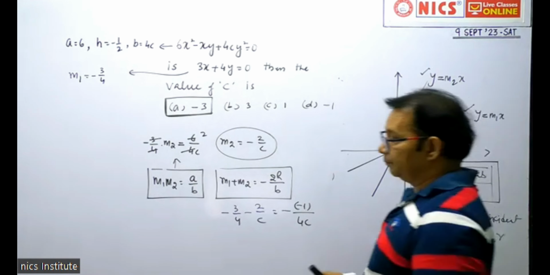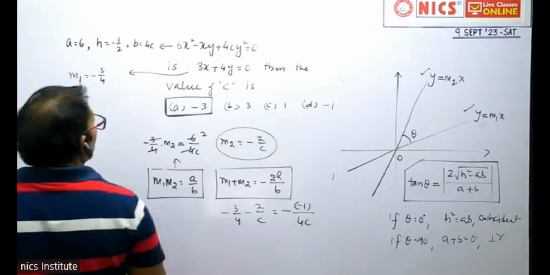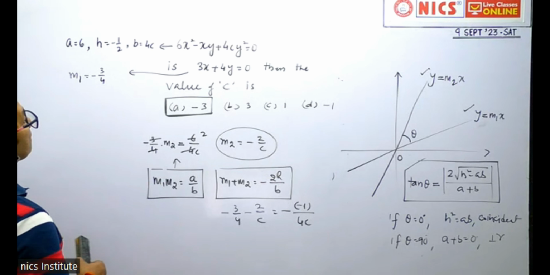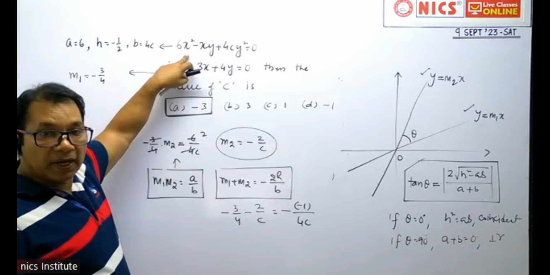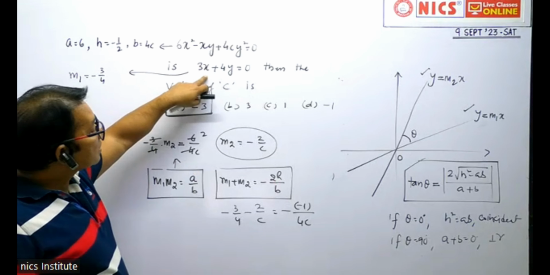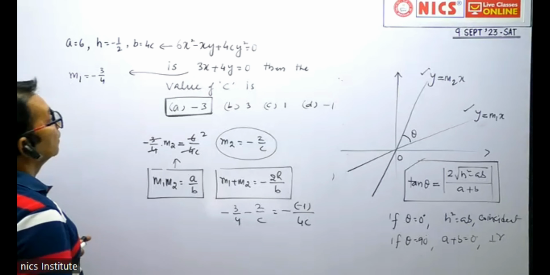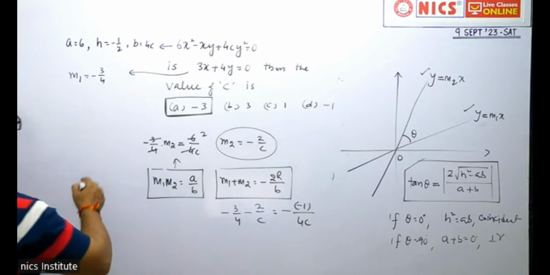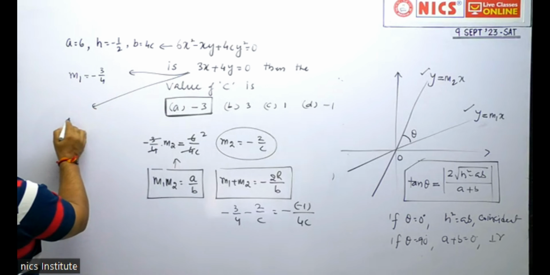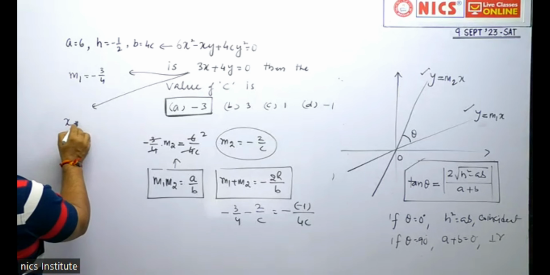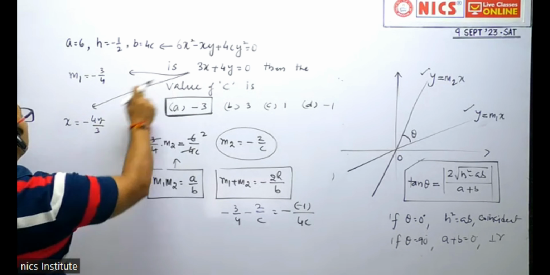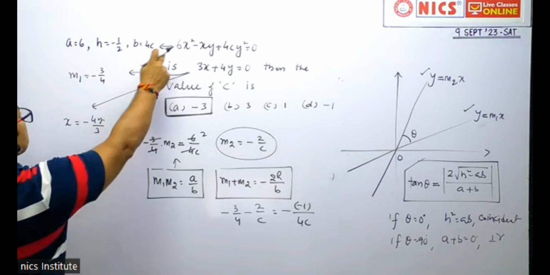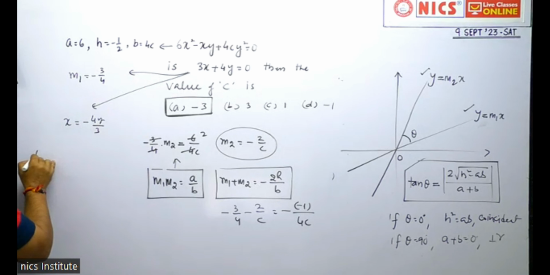The second method. This was the first method. The second method is that this line represents two lines, and one of the lines is this, right? So I can replace x by minus 4 by 3. X is equal to minus 4 by 3 in this equation. So the combined equation should satisfy that.